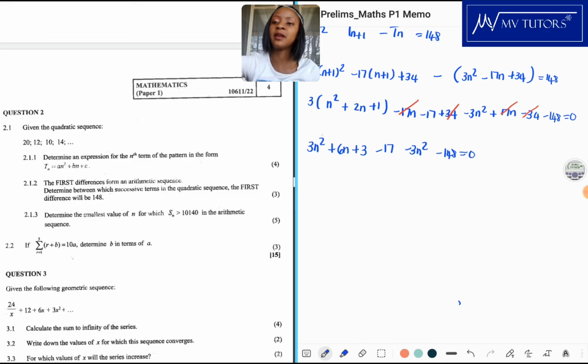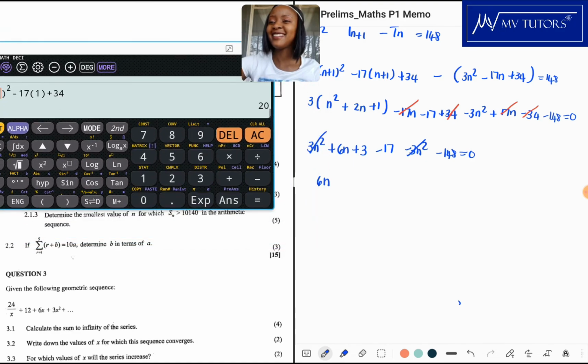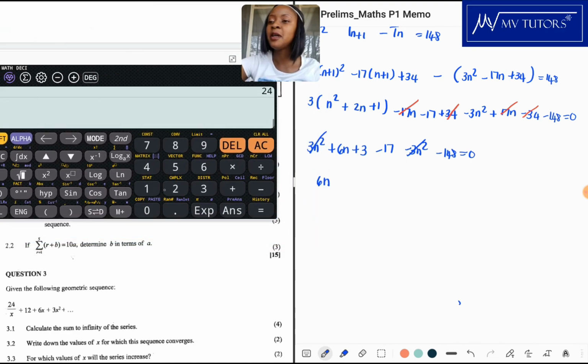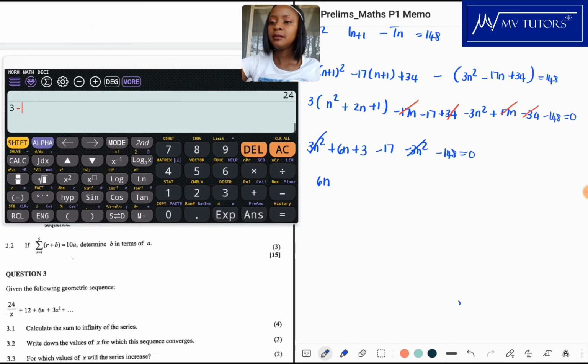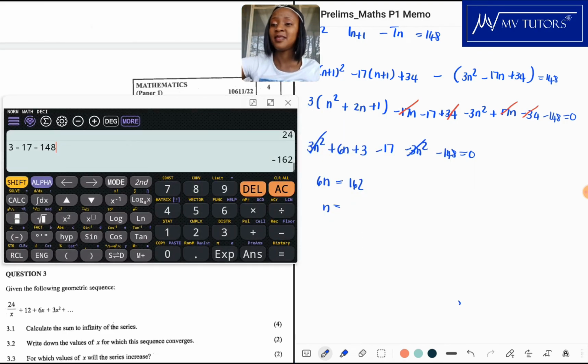So I can already remove those two. So I have 6n, and I will not be calculating that with my head. That's what calculators are here for. So 3 minus 17 minus 148, it's negative 162. I'm just going to take it to the other side. 162. By the way, n cannot be a fraction. It has to be a positive whole number.